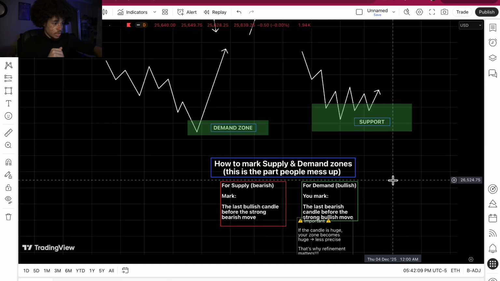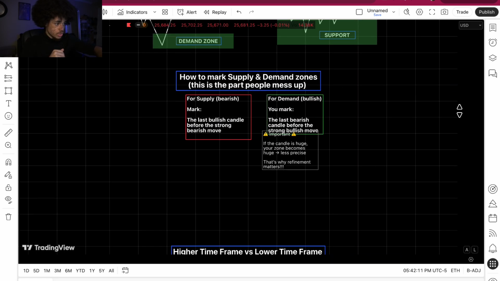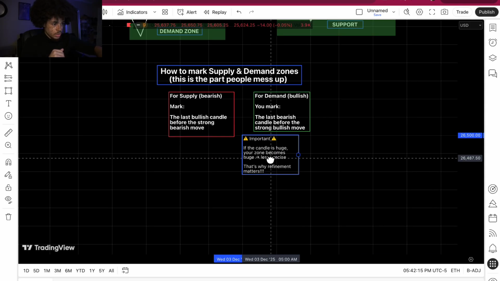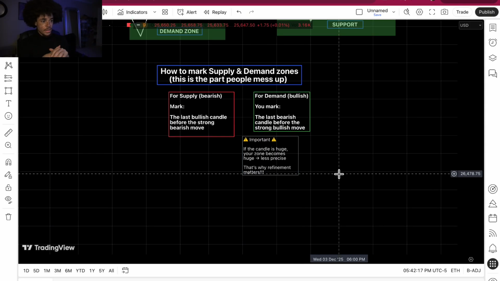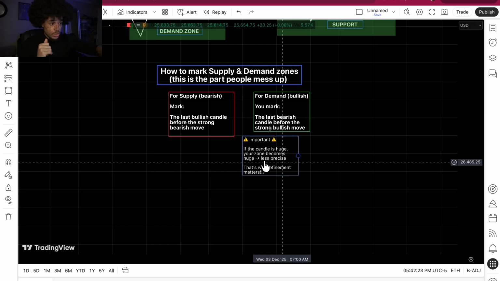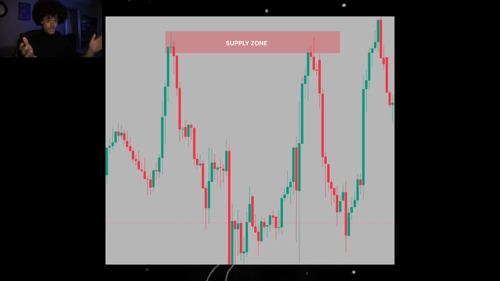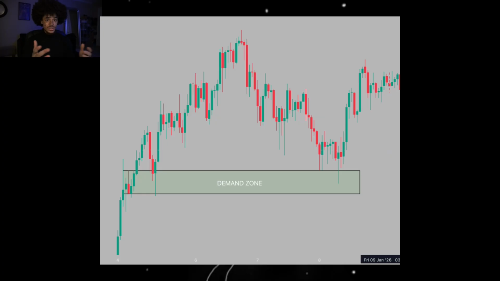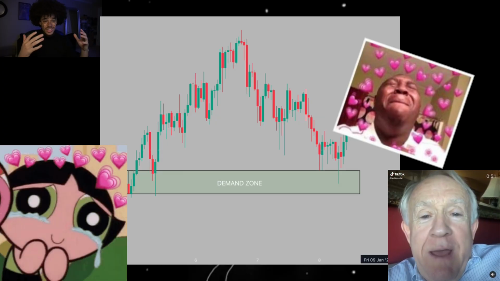Okay. Now, how do I mark my supply and demand zones? It's very simple. And if you see my post on Threads, I just want to look at the green candle before the strong move down in order to mark my supply zone. And here's a picture of what that might look like. And for demand, I want to mark the red candle before the strong move up. And here's a picture of that. Isn't it beautiful? Isn't it just amazing?